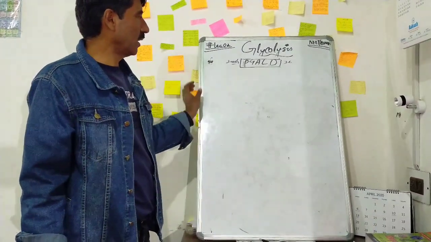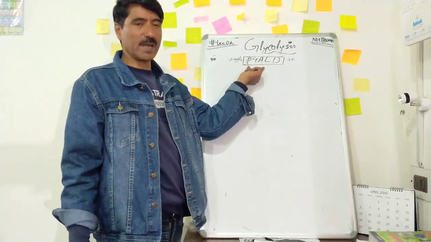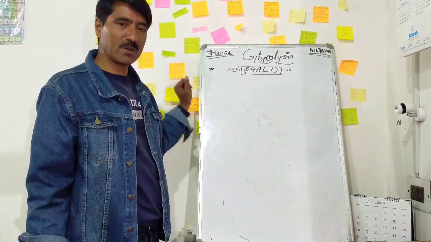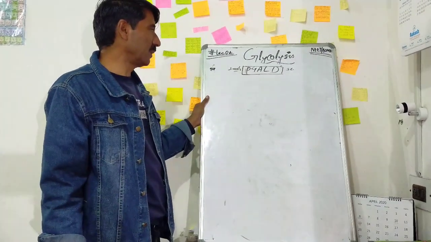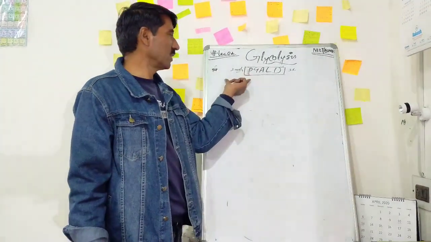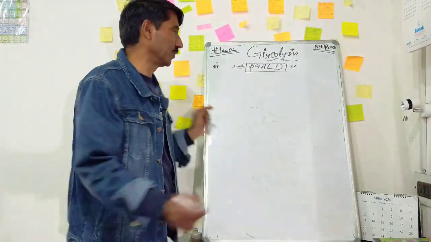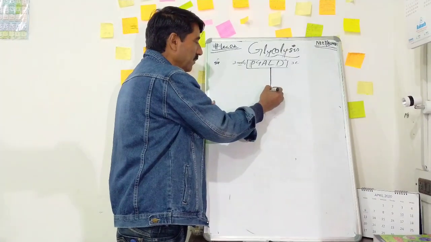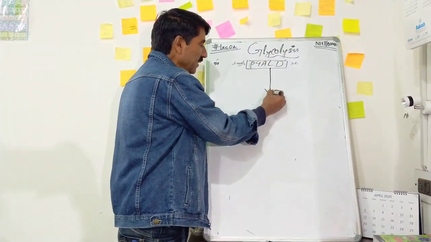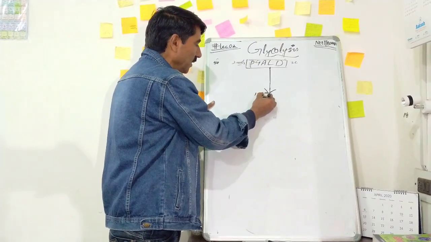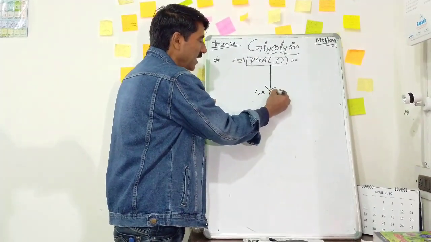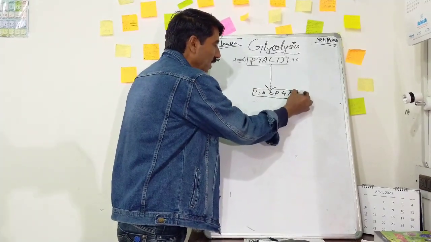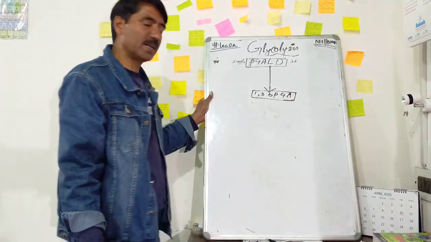Now this aldehyde is oxidized to an acid. So the next step is dehydrogenation, and also there takes place the phosphorylation. Here, during this step, phosphoglyceraldehyde or 3-phosphoglyceraldehyde gets converted into 1,3-bisphosphoglyceric acid. Remember, the conversion of an aldehyde into an acid is an oxidation.